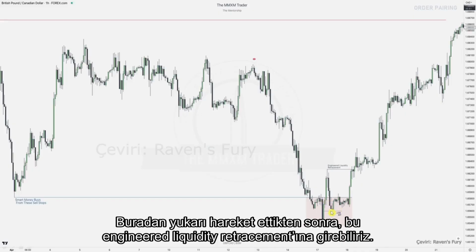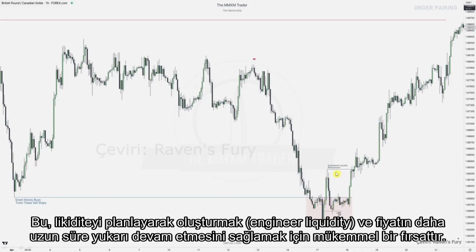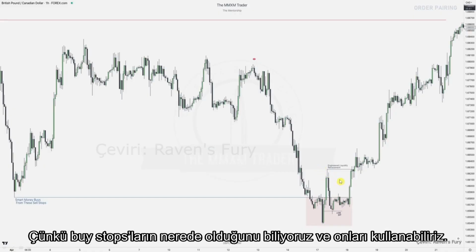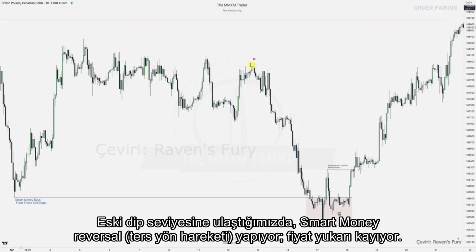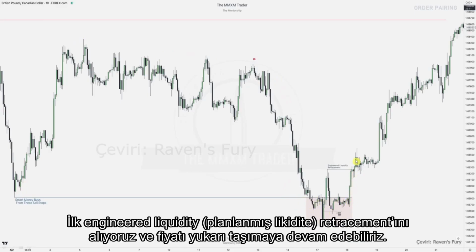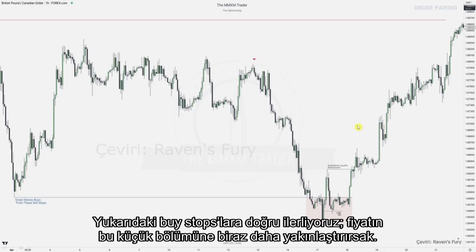So after we move up from here, we can go into that engineered liquidity retracement. So this is perfect to engineer liquidity to keep continuing up longer, because we know where the buy stops are resting, right? We have all these failure swings up here, so there are a lot of buy stops up here. So once we hit this old low, smart money reversal happens over here, we displace up higher, taking out this first engineered liquidity retracement, and we can keep continuing up into these buy stops up here.